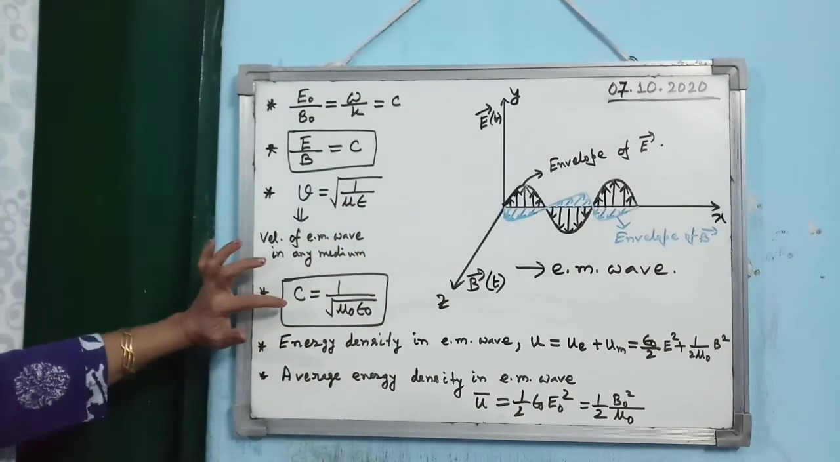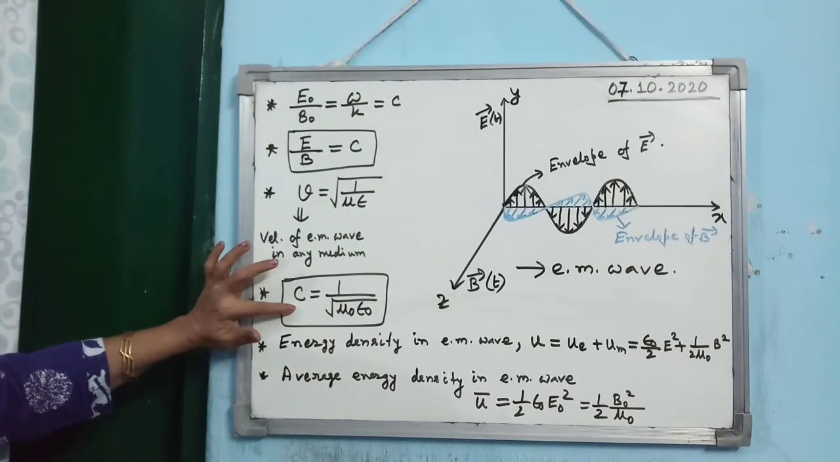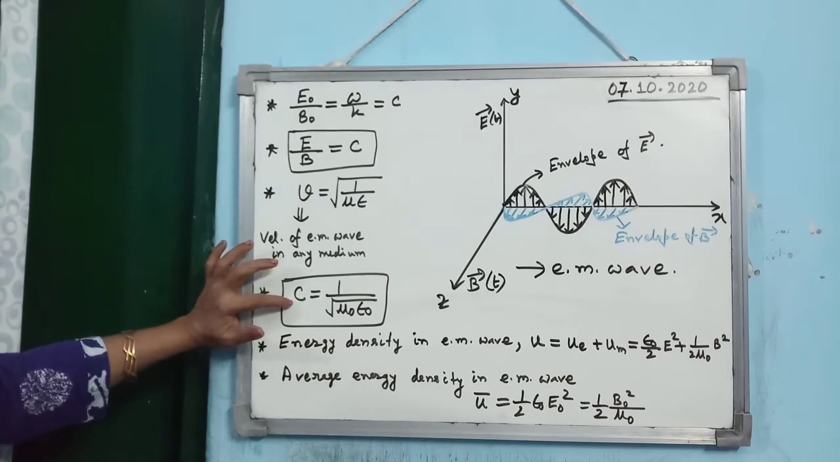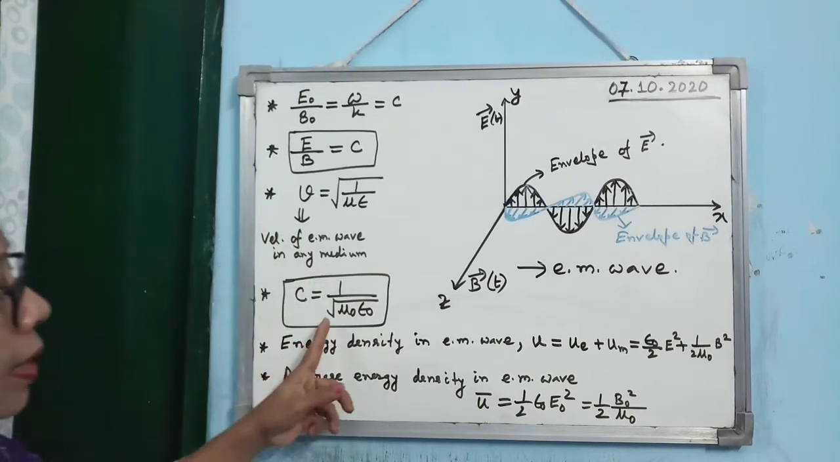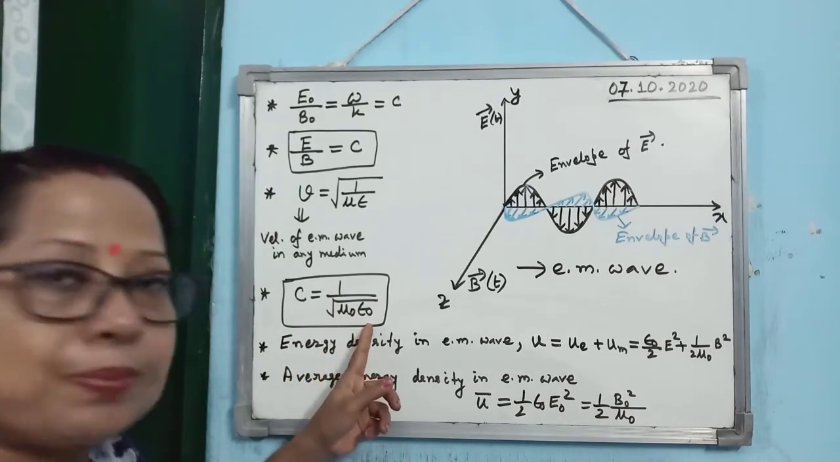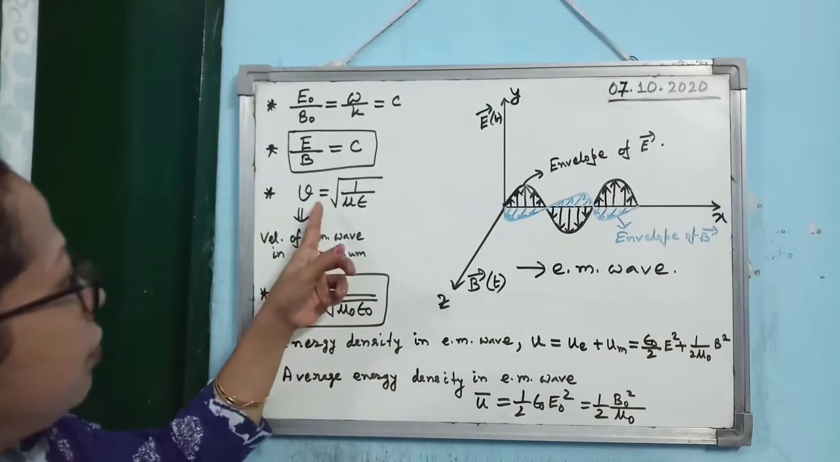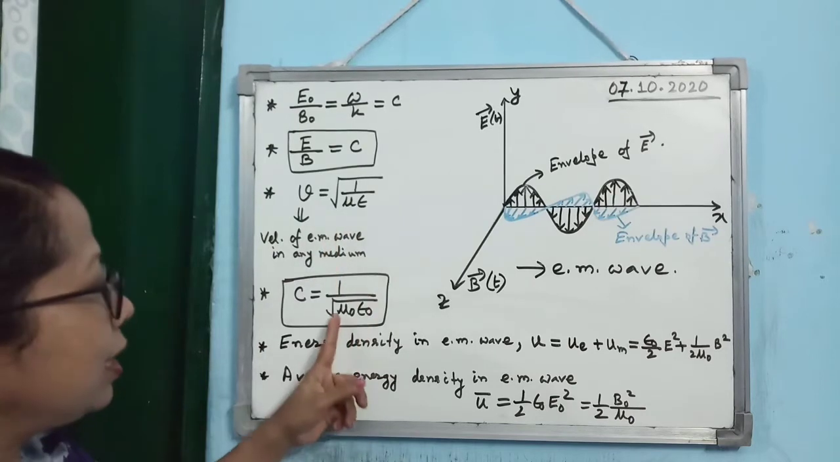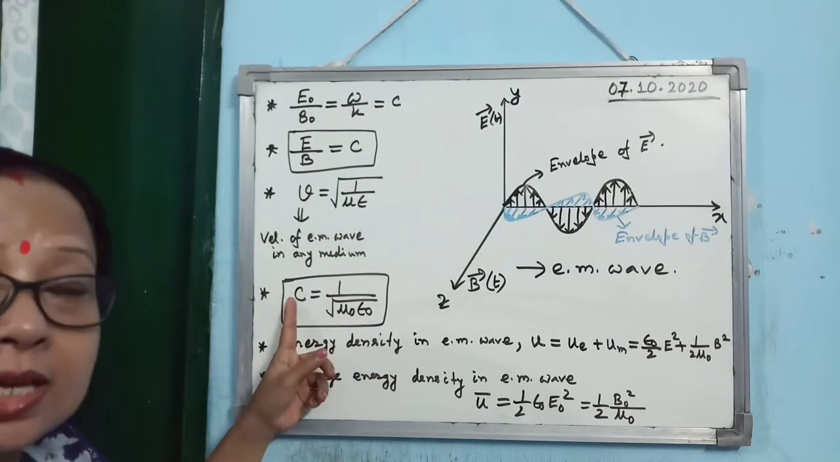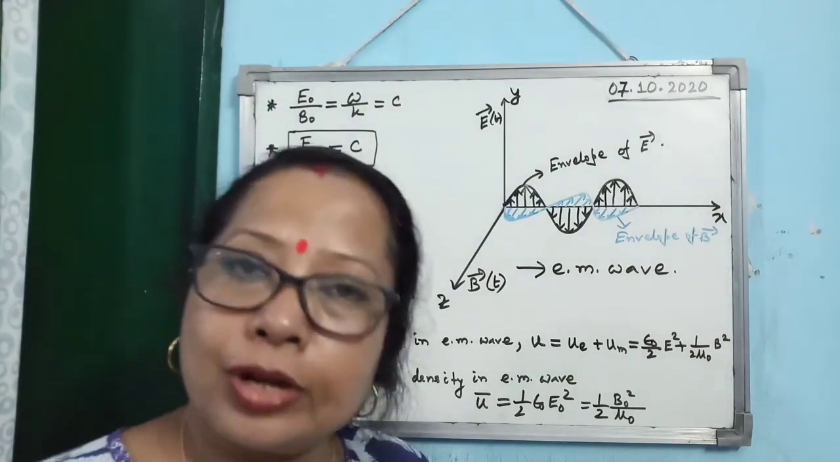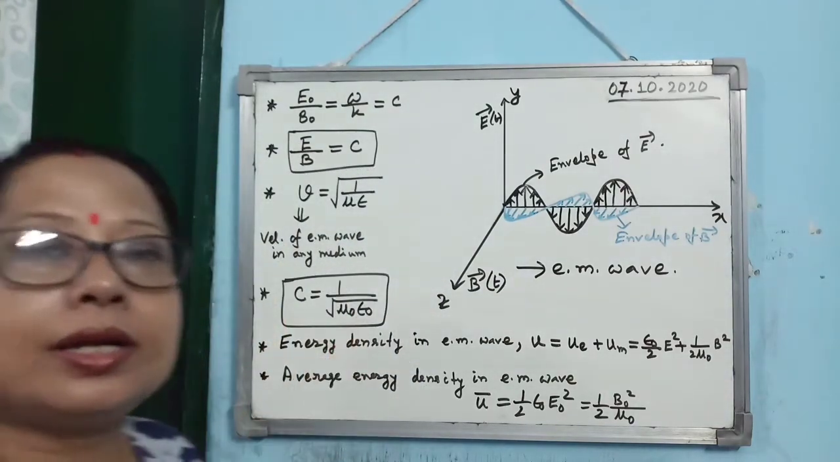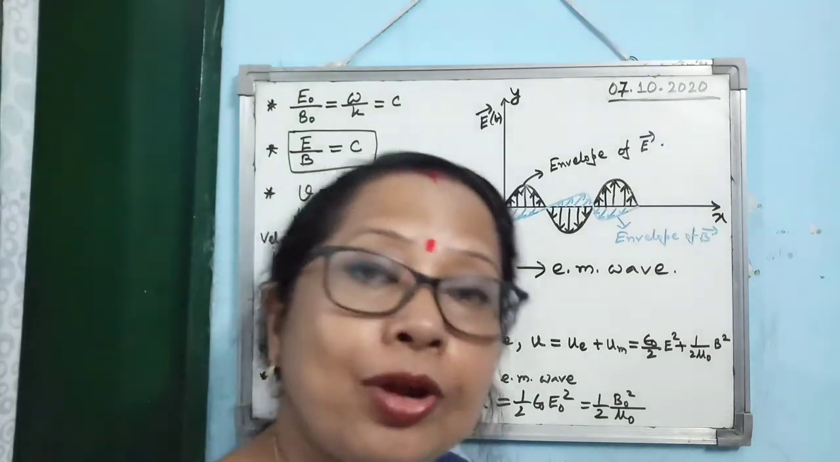Alright, and C is given. This relation we have already proved in the previous chapters. Now C, the speed of light or speed of electromagnetic wave, because light is an electromagnetic wave, is equal to 1 upon under root mu naught epsilon naught. You must remember it. Here I have written mu epsilon, but here it is mu naught epsilon naught when it is C. Mu naught is the absolute magnetic permeability of free space, and epsilon naught is the absolute electric permittivity of the free space.